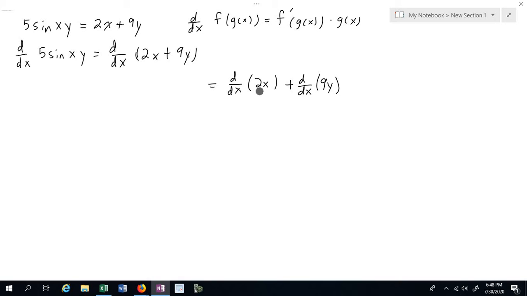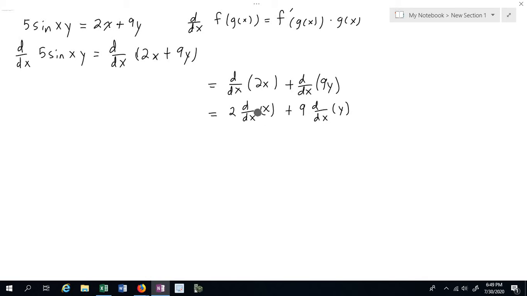Notice you're allowed to pull constants outside of the derivative operator. That's another rule of derivatives. So I can pull the 2 out, and then I can also pull the 9 out since it's a constant. By the way, this is called a derivative operator. Basically what the rule says is if you're taking the derivative of something like 2 times x, that's the same as 2 times the derivative of x. So you're allowed to pull the 2 out of the derivative operator. Likewise here, you can pull the 9 out of this derivative operator.